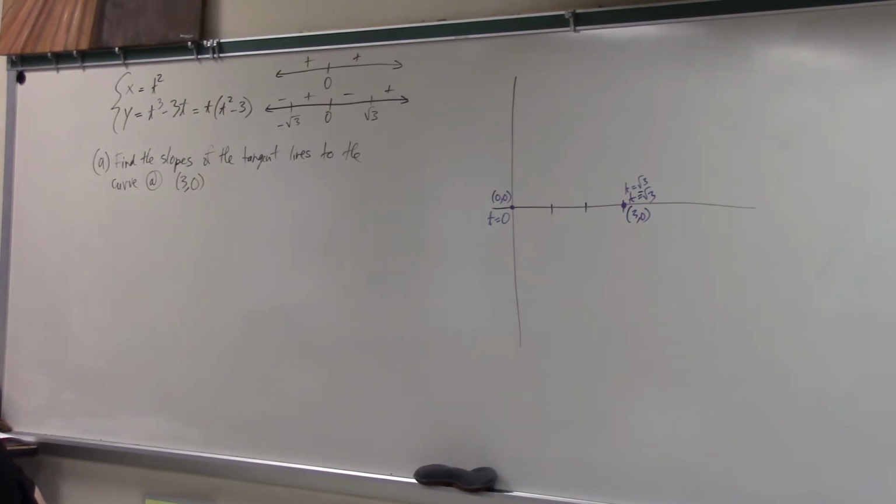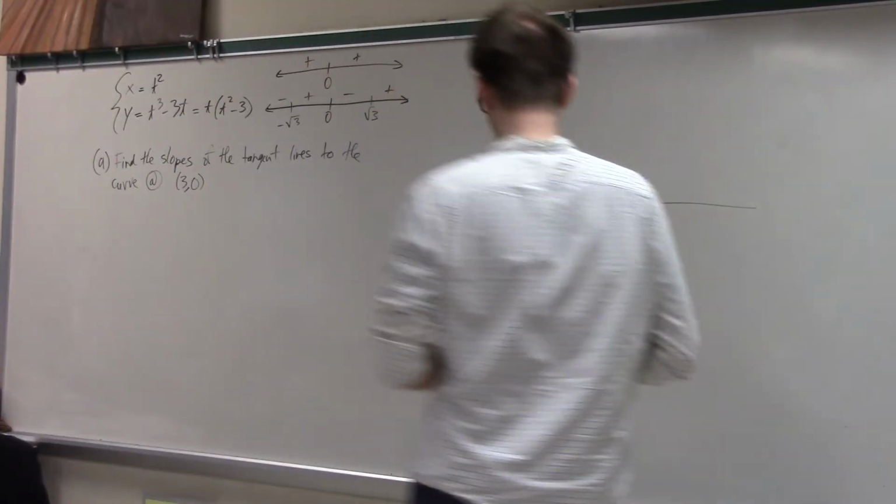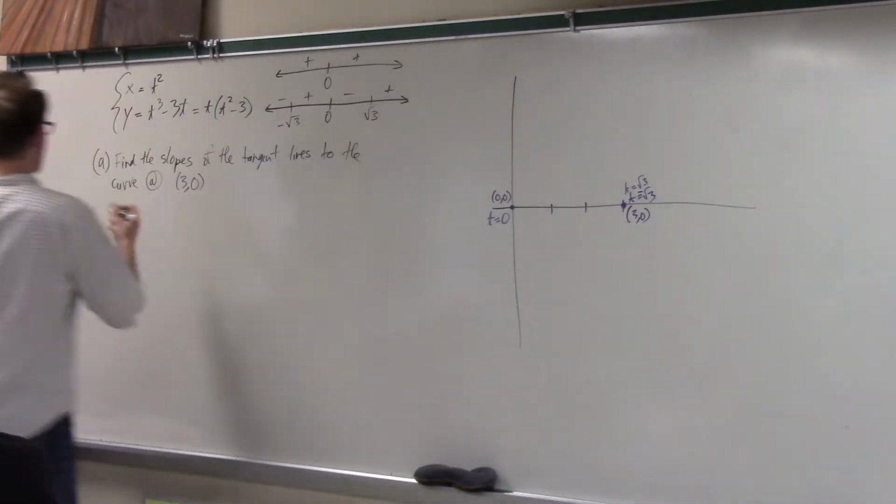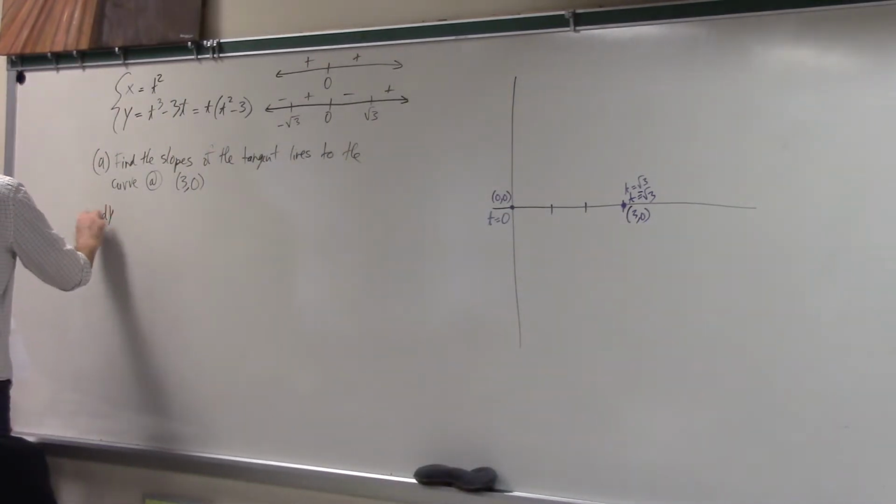Well, how should we do this? If I want the slope of the tangent line to the curve at the point 3, 0, then I need to figure out what dy dx is, right? Am I going too fast? Too bad. We have to finish this problem. So yeah, let's do it. What is dy dx? How do I compute dy dx?